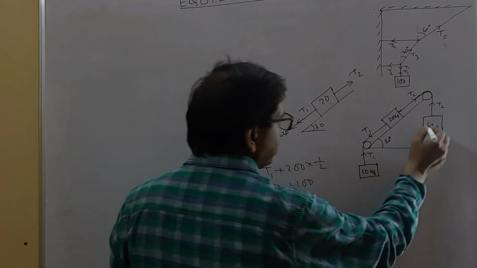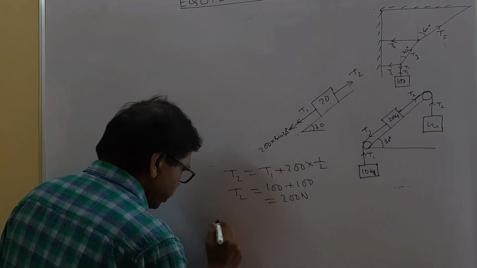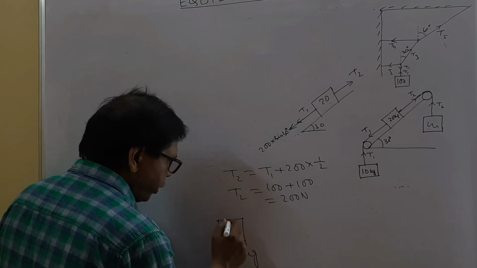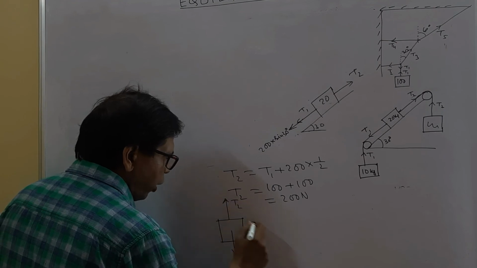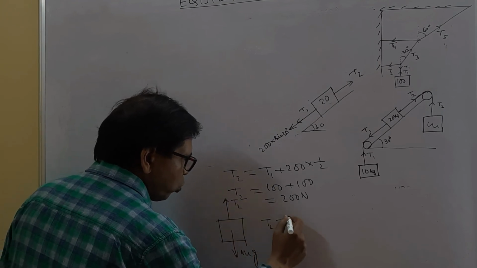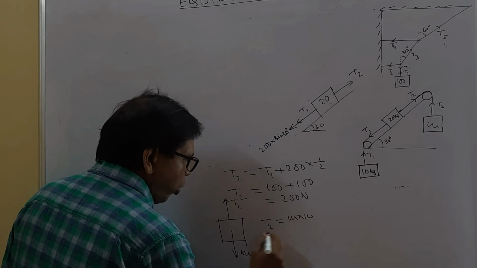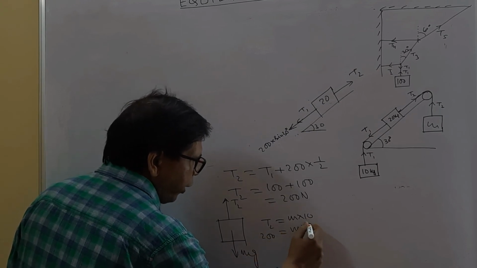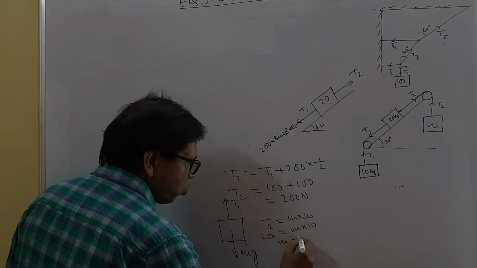Now look at the free body diagram of M. Here the force M into g acts in the downward direction and T2 in the upward direction. So T2 equals M into 10. Now T2 equals 200 Newton, so 200 equals M into 10. Therefore M equals 20.